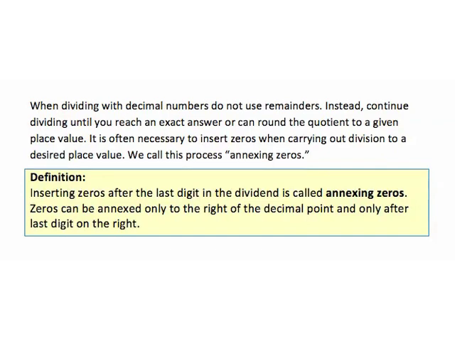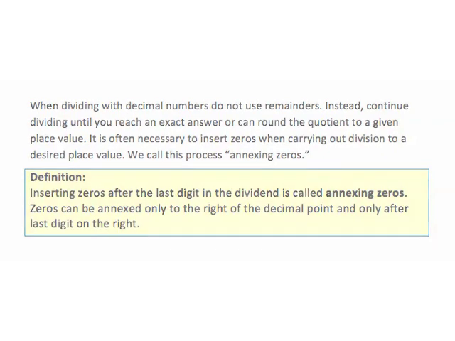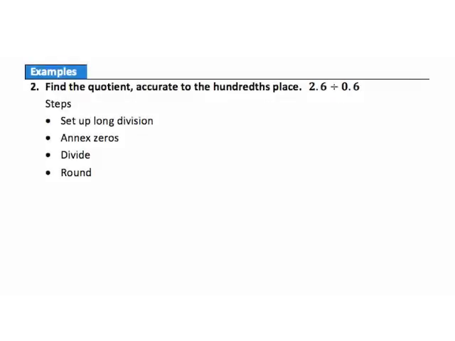Let's take a look at the definition now of annexing zeros. Inserting zeros after the last digit in the dividend is called annexing zeros. Zeros can be annexed only to the right of the decimal point and only after the last digit on the right. Now let's take a look at an example that will help you understand how to annex zeros and round a quotient to a certain place value.